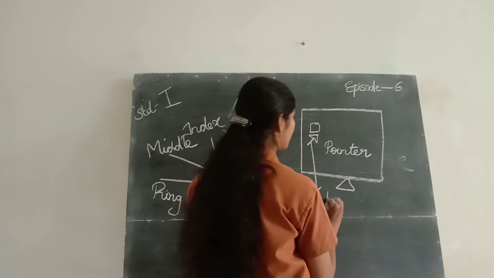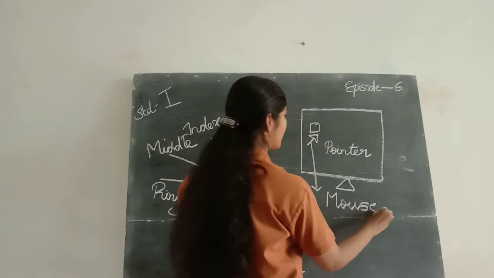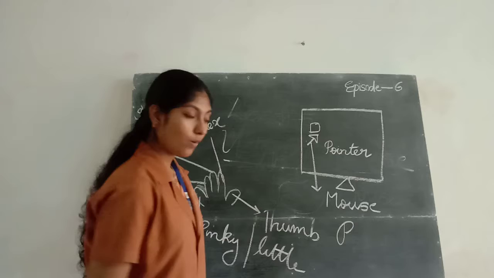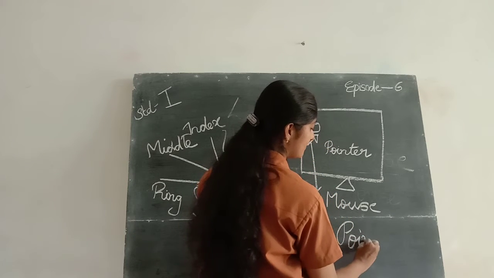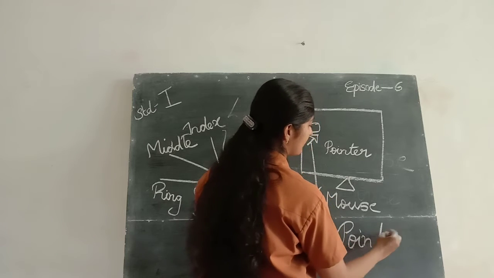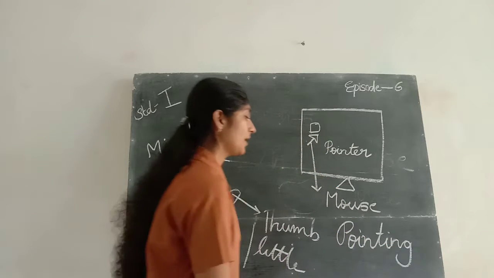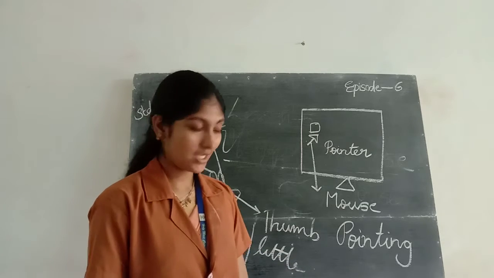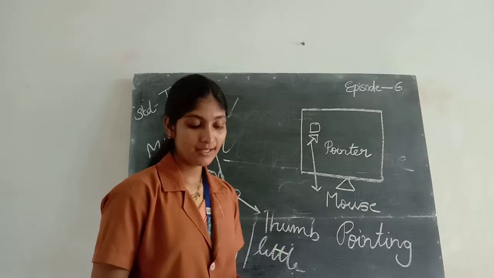That's why mouse is called pointing device. Then what is the spelling of pointing? P-O-I-N-T-I-N-G.